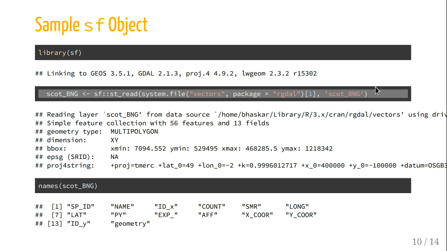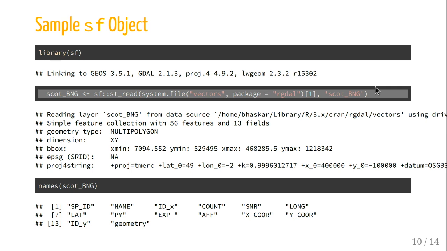What are the dimensions? Like, what are the fields for dimensions? What is the bounding box? Bounding box is basically an area that encompasses the minimum area that will encompass all the data of your spatial data structure. That's a bounding box. And what's the proj4 string? So again, projections, I'll talk about in a little more detail, but it tells you all that information.